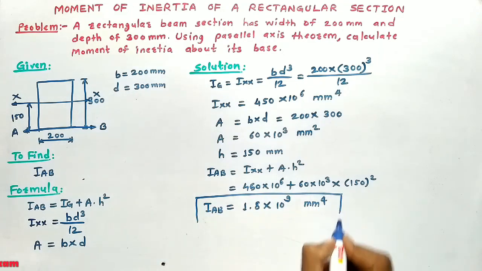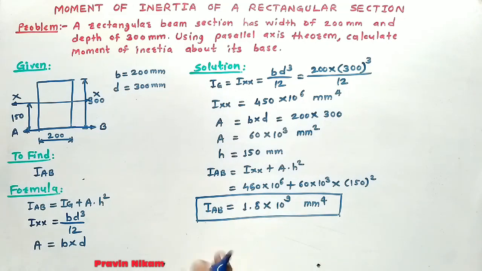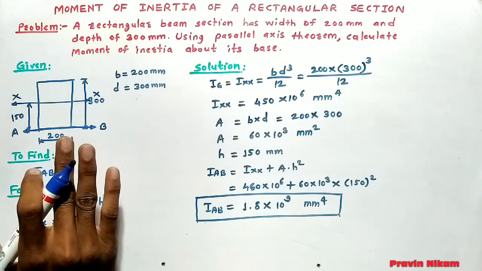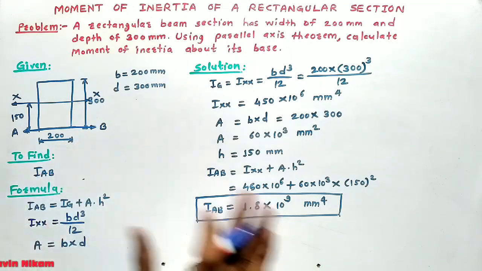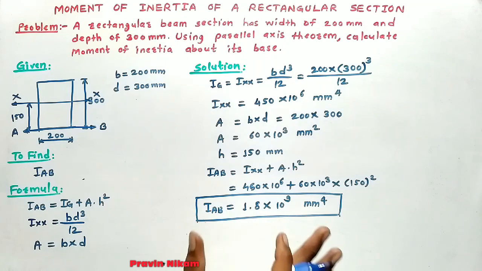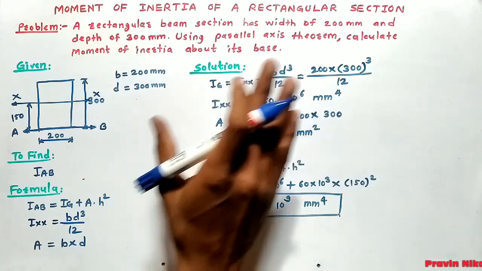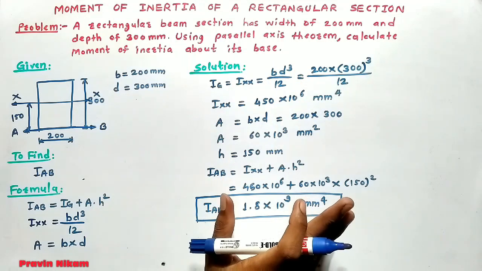So IAB is your answer, that is the moment of inertia about the base of the rectangle. So this is the answer. This is the method to solve problems based on rectangular section.